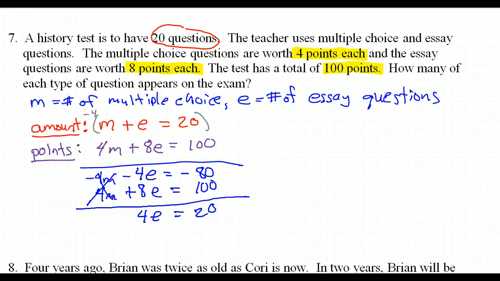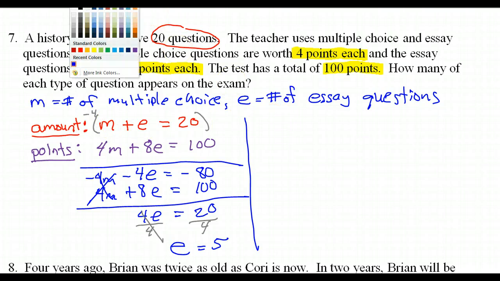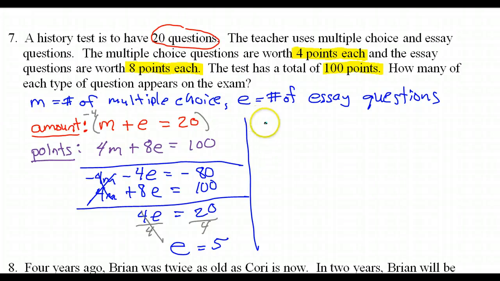So then once I divide by 4, I find that e is equal to 5. So that's the number of essay questions. So if there are 5 essay questions and there's a total of 20, I know that there must be 15 multiple choice questions.